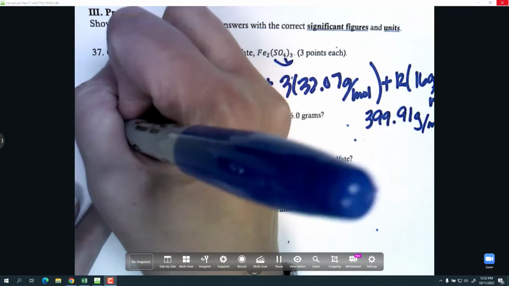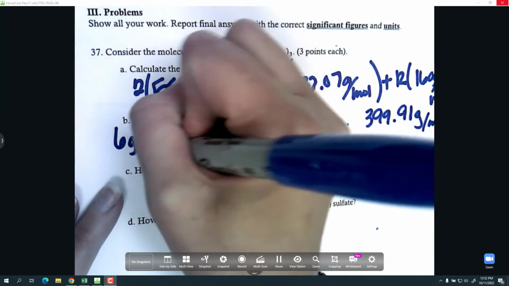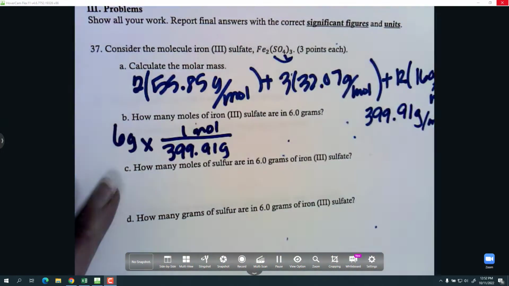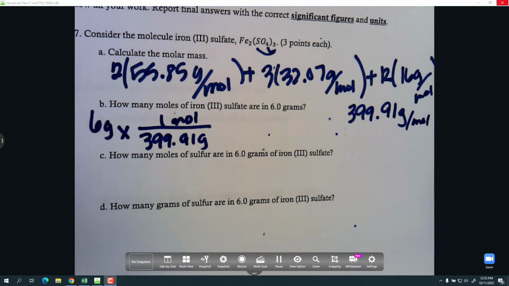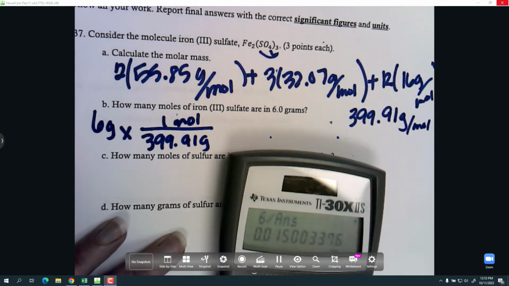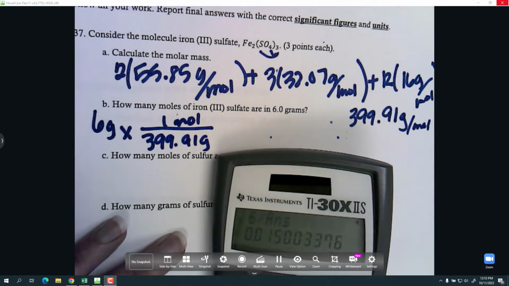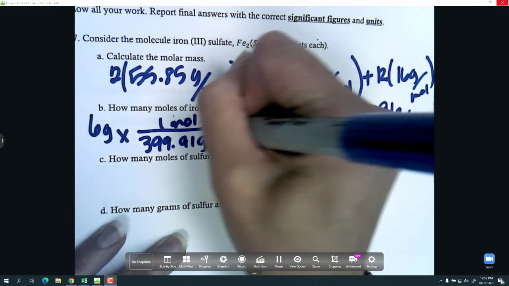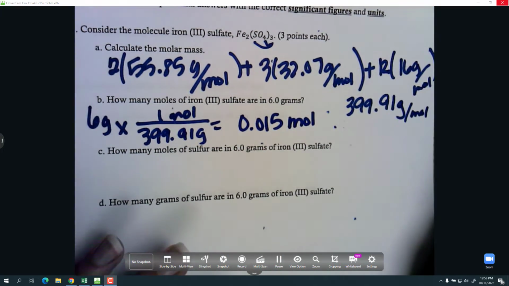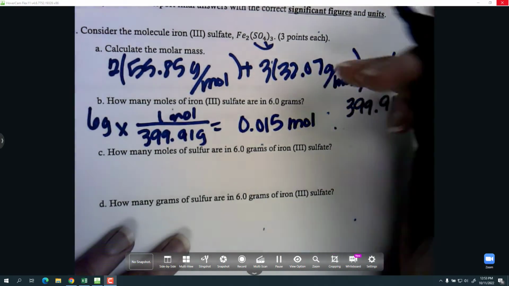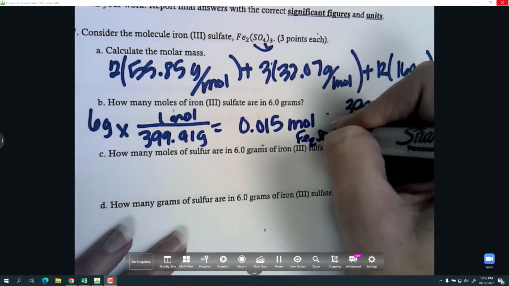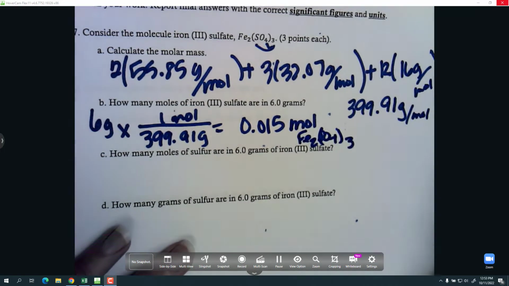How many moles of iron(III) sulfate are in 6 grams? All right, 6 grams. I just need to flip my conversion factor so that the grams is on the bottom and divide. 0.015. And let me just be clear that that's the whole thing, because the next question is not about the whole thing. That's how many moles of the whole thing.